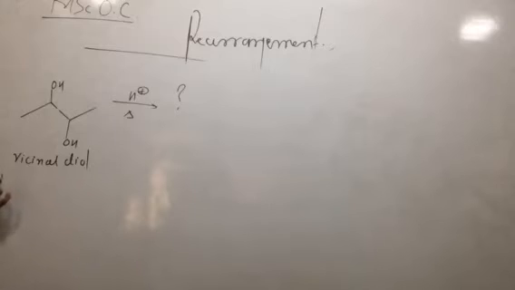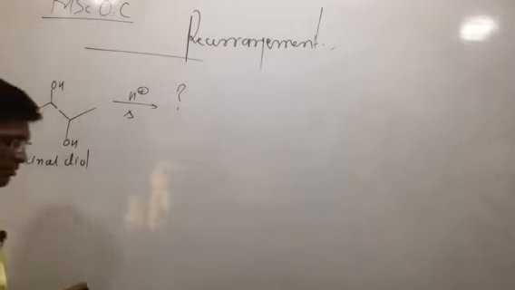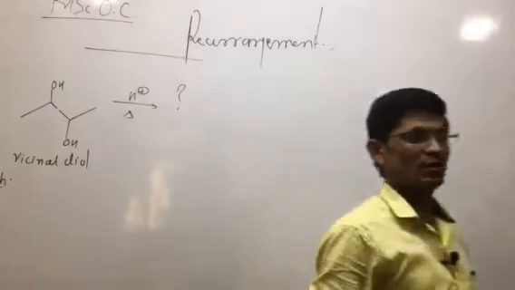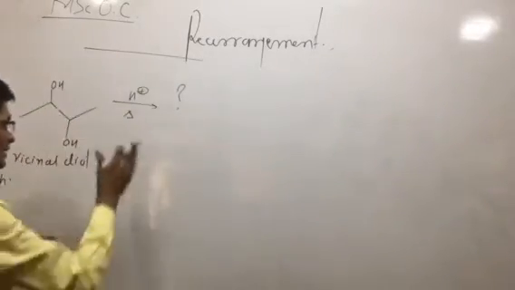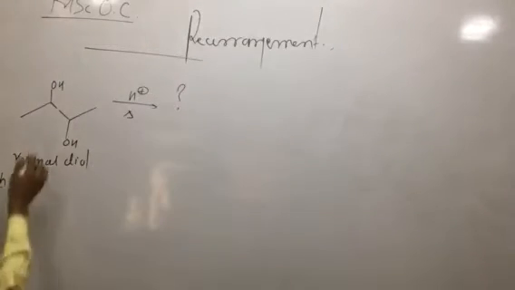सबसे पहले हम इसका मैकेनिज्म करेंगे. Starting reactant molecule is the diol. This is the vicinal diol. It must be vicinal diol. The starting reactant molecule, vicinal diol, reaction condition is acidic condition, H plus.